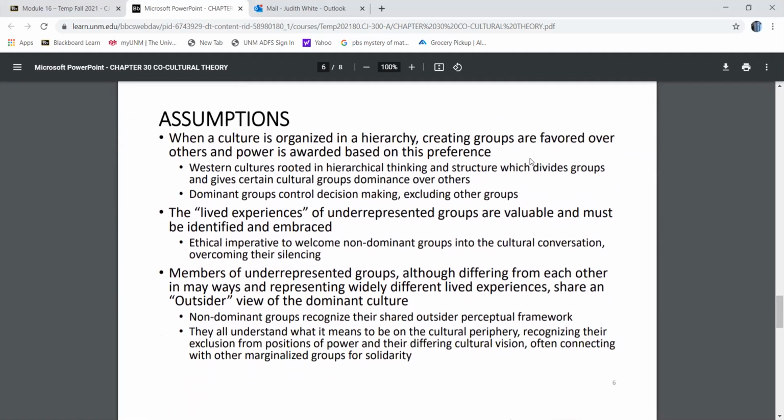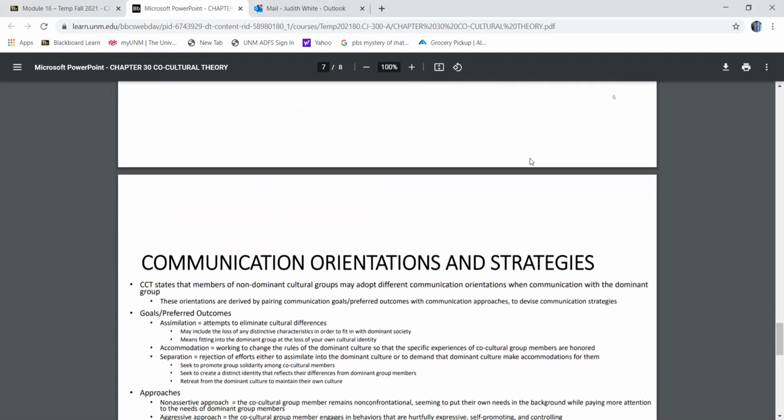So some of the assumptions are the same as some of our other critical theories, that cultures organized in hierarchies create groups that are favored over others, and power is awarded based on this preference. The experiences of marginalized groups are valuable, and rather than being suppressed, they should be identified and included. Members of underrepresented groups all share an outsider view of the dominant culture. So these are some of the assumptions on which the theory is based.